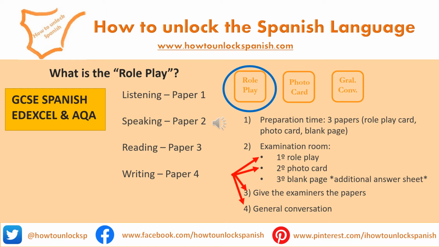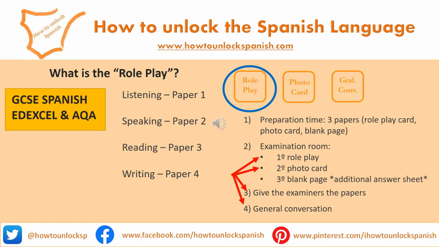How does the speaking exam work? First, you are taken to a preparation room and you will get 3 pieces of paper. You will have a role-play card, a photo card, and also a blank page, which is called the additional answer sheet. You will have 12 minutes to revise and prepare for the photo card and the role-play. You are allowed to take as many notes as you wish. You can only write on the additional answer sheet. You cannot write on the role-play card, and you cannot write on the photo card. You are allowed to keep these 3 pieces of paper when you enter the room and the exam starts.